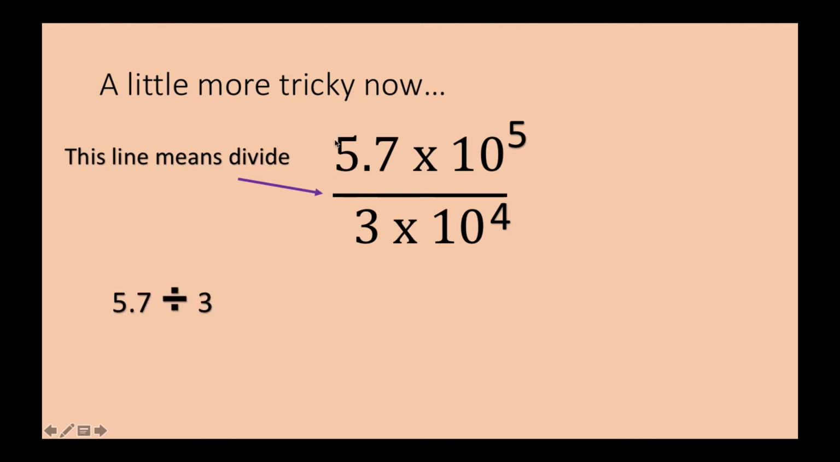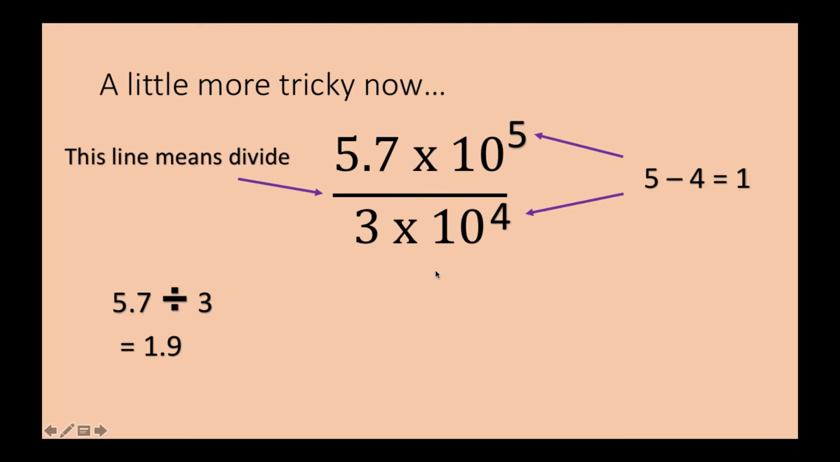So what we first need to do is 5.7 divided by 3. Okay, and 5.7 divided by 3 is 1.9. So let's just leave that there. Now, when we divide powers, so when we multiplied the numbers, we added the powers. But now, because we're dividing, we subtract the powers. 5 take away 4 is 1. So when we multiply, we add the powers. When we divide, we subtract the powers.